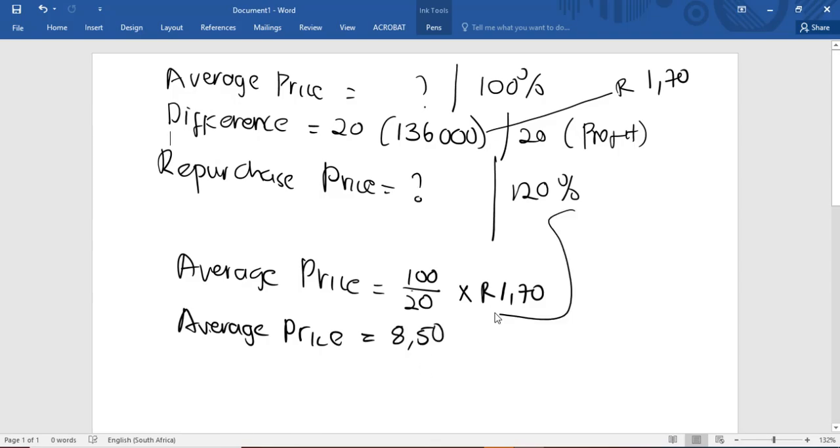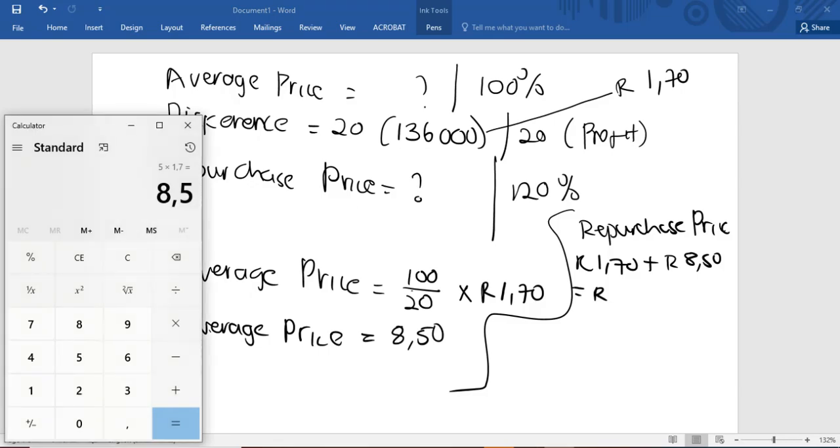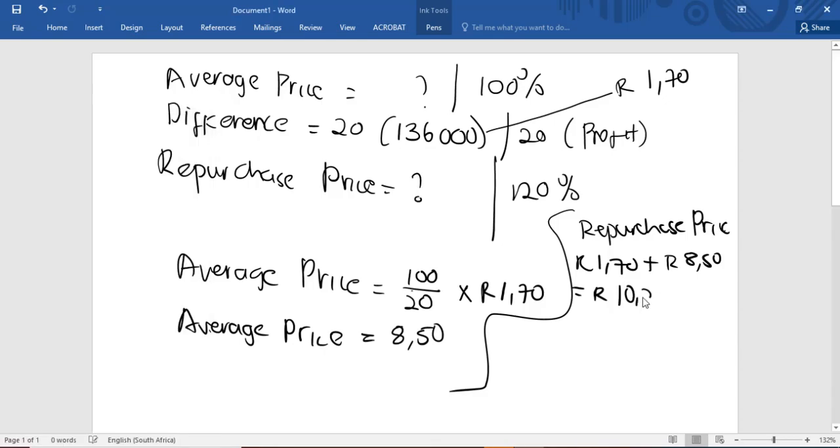Now, to get the average price, we add our repurchase price, but this will only affect the bank account, and we're not dealing with the bank account here. So it means that these shares were bought back at 10 rand 20. Okay, now we have that information.